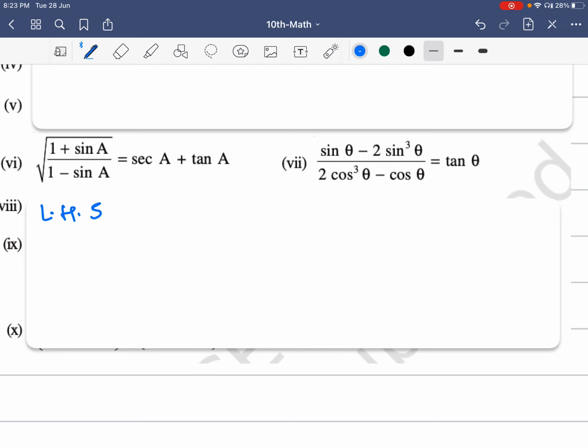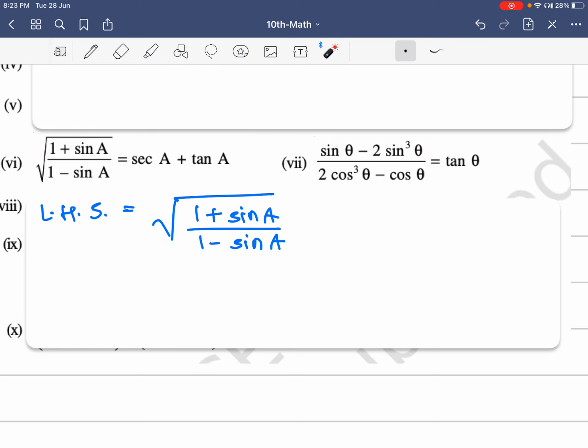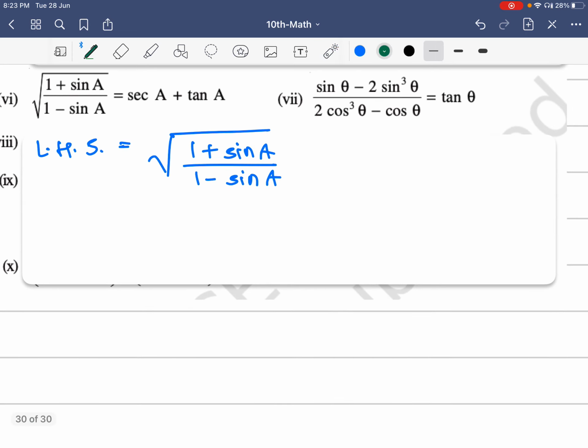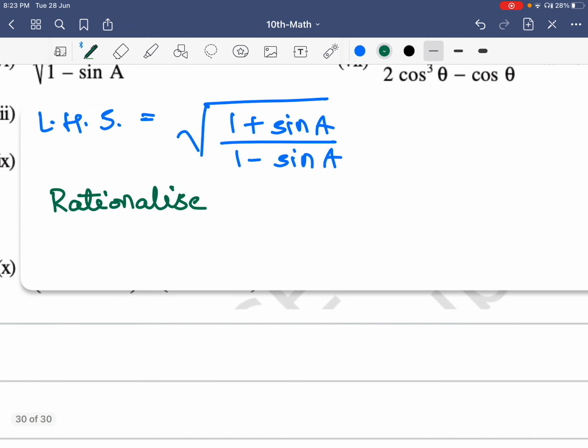So left hand side is equal to under root of (1 plus sine a) the whole upon (1 minus sine a). This is my left hand side. Now let's try to rationalize the denominator, which means, so first let me note it down. Rationalize the denominator. Okay, and we are going to rationalize the denominator inside the under root sign.